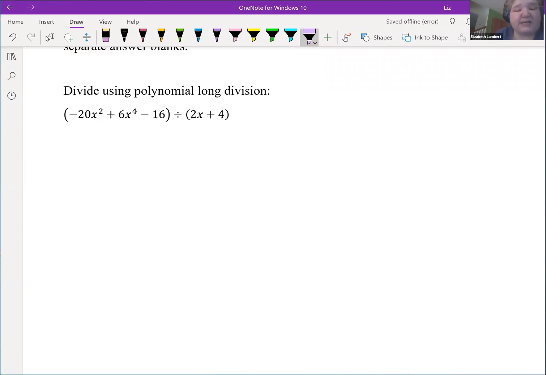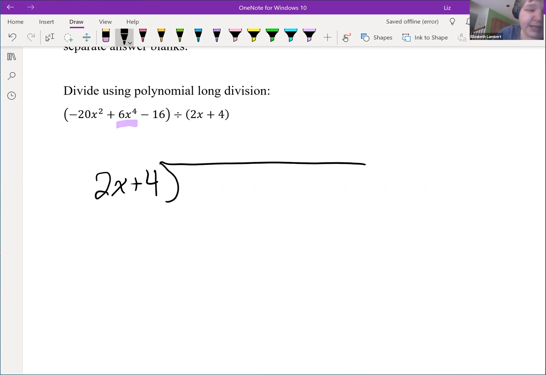So when they are not presented in order, as we can see here, I have a fourth power term as my biggest term. So that is our first step, rearranging the polynomial so it's in order from biggest power to smallest power. All right, so we are still going to divide by 2x plus 4. We're going to divide into.